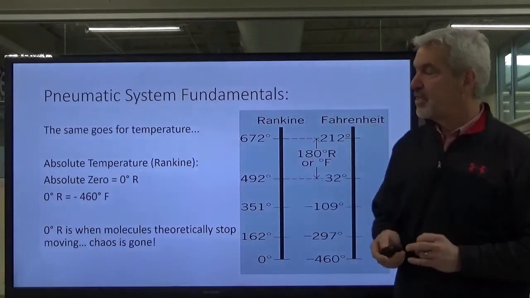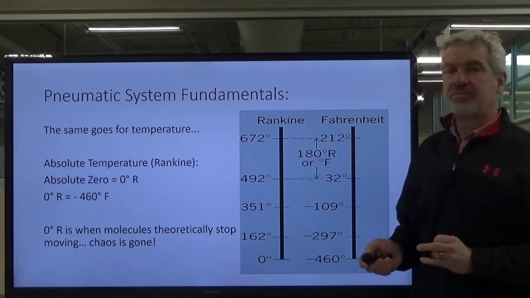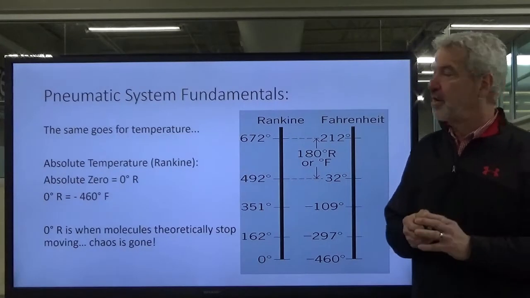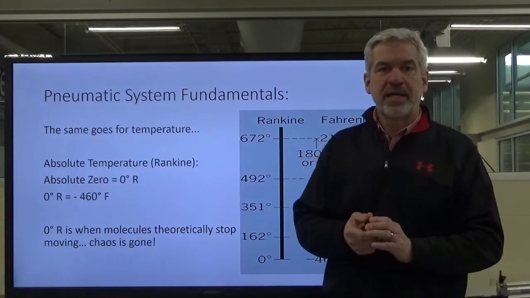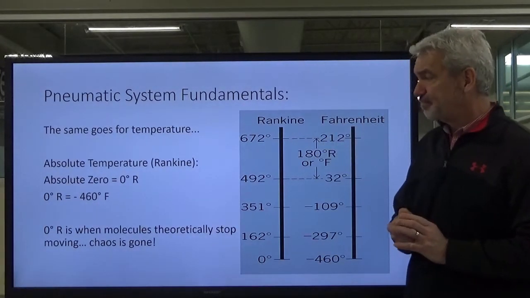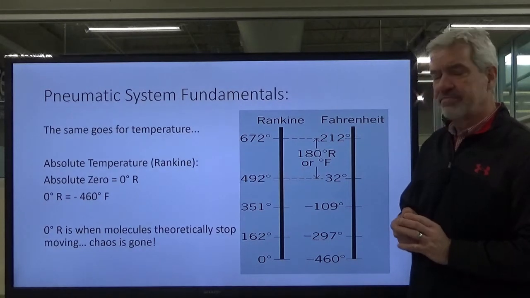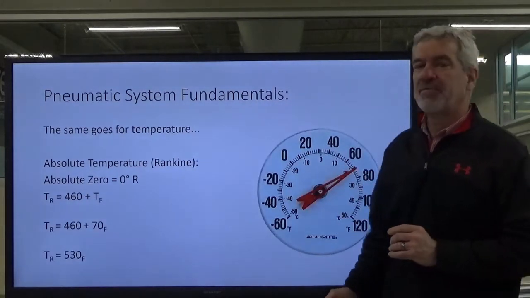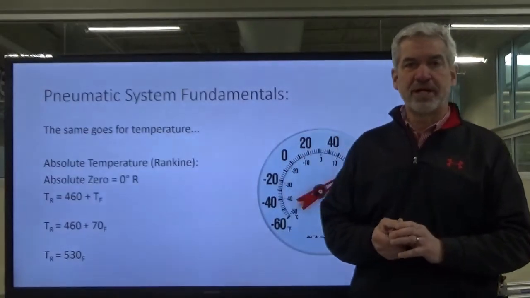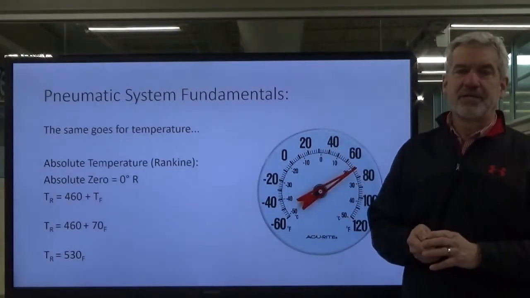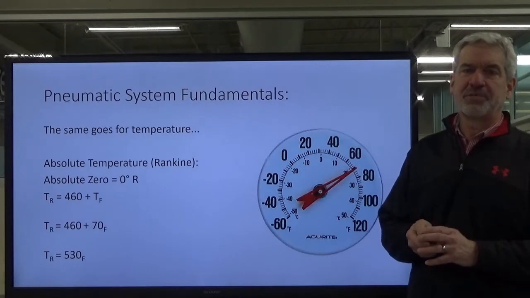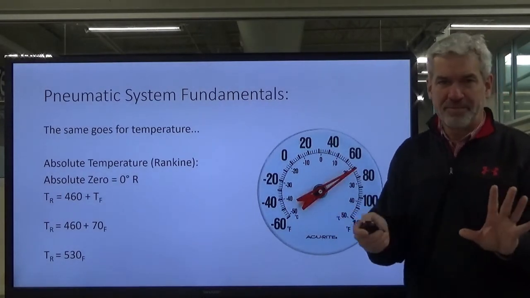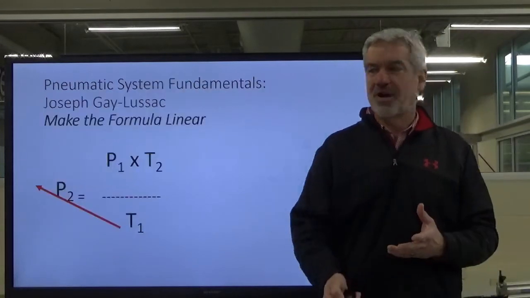Same thing with the Rankine scale and our temperature. 0 degrees Rankine is absolute zero, when our molecules stop moving. And to get that, we simply take the 460 degrees and add it to our ambient temperature. We wind up with Rankine temperature and the Rankine scale. And to convert back to Fahrenheit, we just take the Rankine scale number, subtract 460, and there's our Fahrenheit number. Been over this a lot of times. Just want to keep driving it home for you.